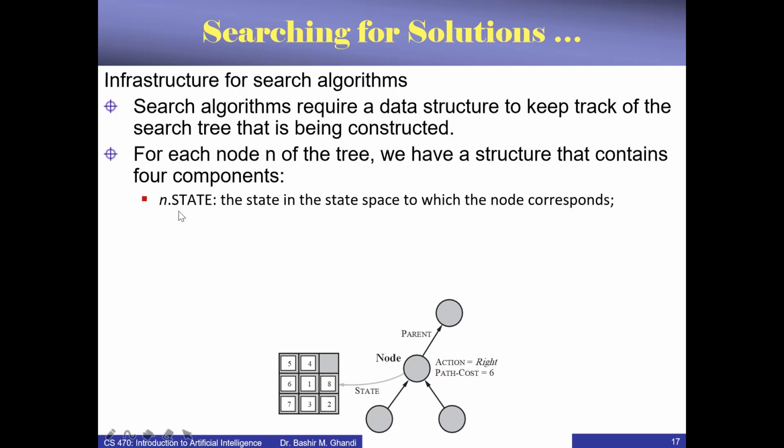One, it should tell us the state in the state space to which this node corresponds. So each node corresponds to a certain state within the state space of the problem. So it should tell us which state it is. For example, as you are seeing in this figure, this node is representing this state. This is one. Two, it will tell us the parent, meaning the node in the search tree that generated this node. You saw that, for example, for Arad, we can go to Zerind. So the node representing Zerind will tell us my parent is Arad. So this is what you are seeing here. The node will tell us its parent.